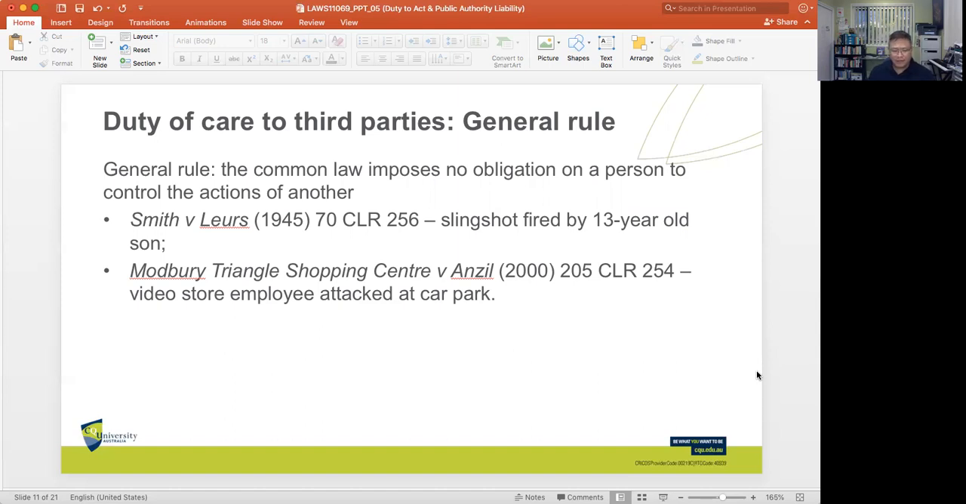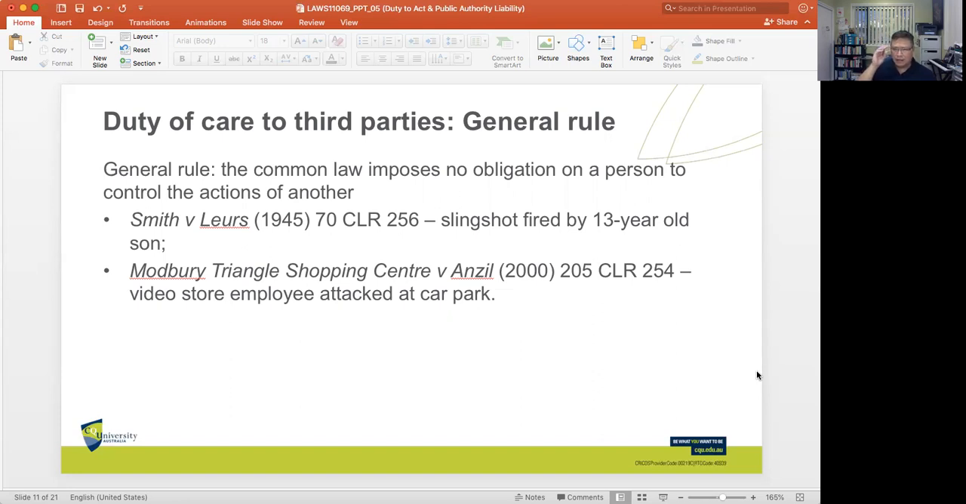I should point out that although there is in general no duty to rescue anyone, there are established relationships where a duty of care and a duty to rescue will arise, especially in the context of a parent in relation to a vulnerable child, an employer in relation to an employee, and so on. Okay, but in general, there is no duty of care to rescue anyone. Now, we talk about the duty of care to third parties.